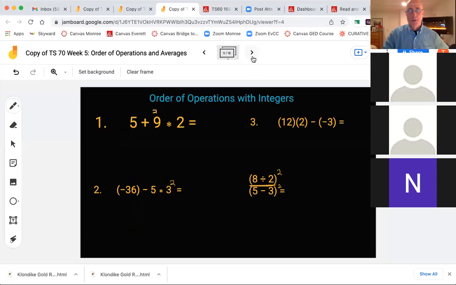Having said that, that brings us back to order of operations. So what I want you to do is take about 20 seconds in your notes and copy down all four of these examples.